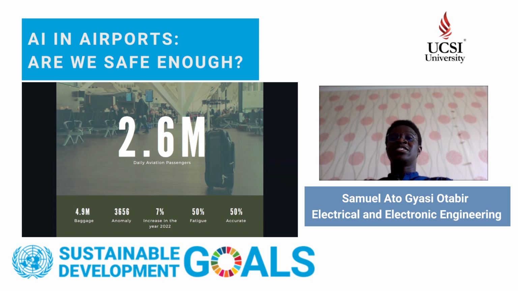And in the year 2022, there was an estimated 7% increase in the number of anomalies and the daily average passengers. The normal way of checking is using an officer to identify which anomaly is in the bag. So 50% of the time, the officer might be tired, and 50% of the time, it affects the accuracy due to the tiredness of the officer checking.